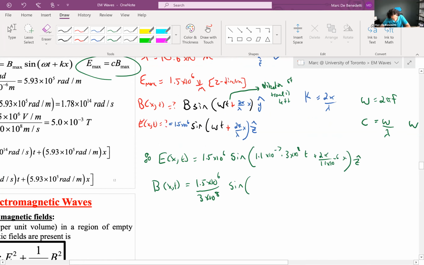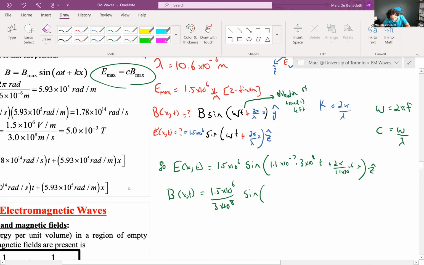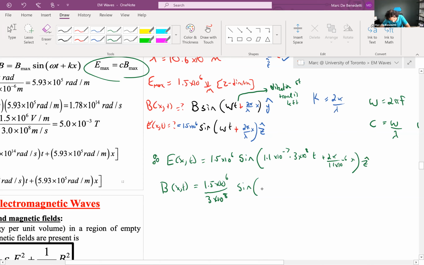Now in reality, that wasn't really 1.1. It was 10.6. So this would really be, I think, 10.6 t plus, now 2 pi is around, I want to say 6. This is 10.6. That's 2 pi over 10.6, divide everything by 2, you're going to get pi over 5.3. So 3 over 5 is around 60%. So 60% times 10 to the minus 6 is going to be 6 times 10 to the minus 7 x. And this is going to be in the y hat direction.